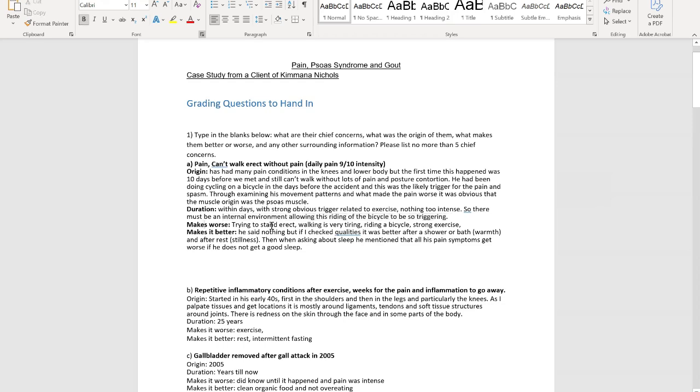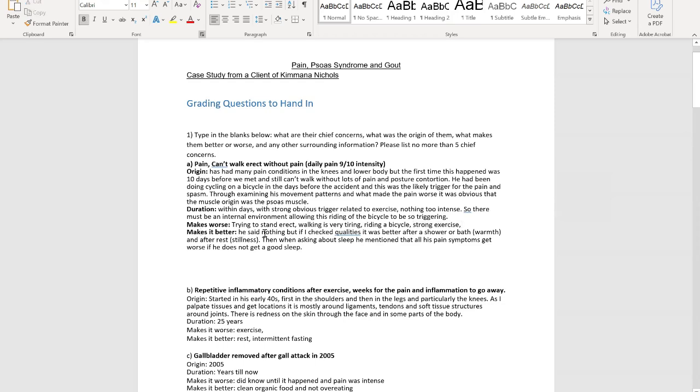What makes it worse? Trying to stand erect. So we see that when the muscle is going into its elongated state, it's not able to elongate. Walking is very tiring because we're in this contorted posture and we're using a muscle that's slightly in spasm. Whenever we do that, it's a lot of energy for the nervous system, very taxing for the body. Riding a bicycle made it worse, as we saw already. And any strong exercise in the past has made many of his imbalances worse.